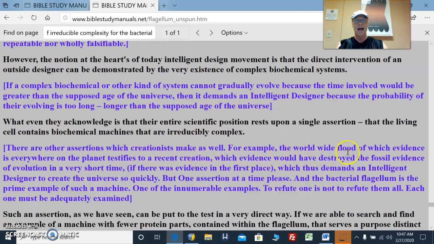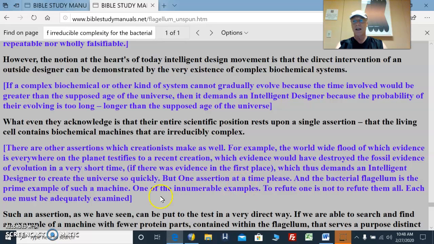For example, the worldwide flood, of which evidence is everywhere on the planet, testifies to a recent creation. It evidently destroyed the evolutionary rock strata and fossil record, because if it came after the fossil record, the water would have swept it away. So what's the fossil record we look at? It was created by the water of the worldwide flood, which would have destroyed evidence of evolution in a very short time. If there was evidence in the first place, and there probably was not, which thus demands an intelligent designer to create the universe so quickly. But one assertion at a time, please.